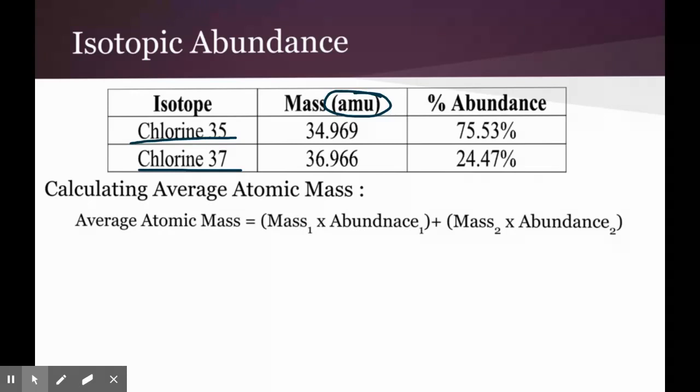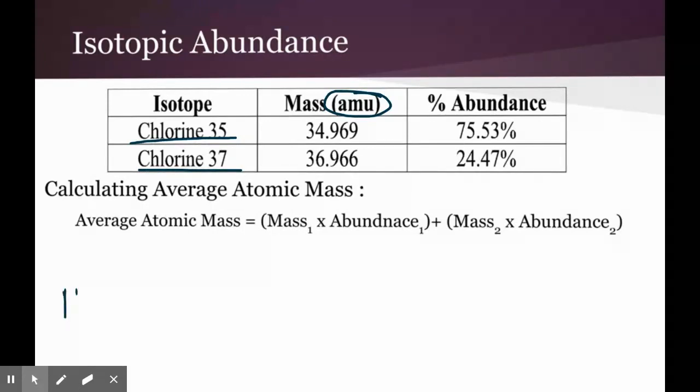To calculate the average atomic mass, you take the first mass and multiply it by the first abundance, and add it to the second mass multiplied by the second abundance. It's important to note that when you're putting in the abundances, we don't want them in percents, we want them in decimals. Otherwise, you will not get the correct answer.